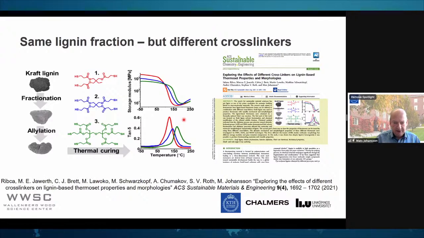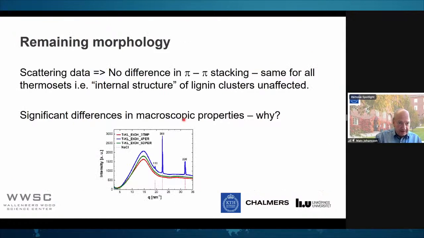So basically we can start with different lignins, we can have different lignin fractions, and we combine it with different crosslinkers. All these interact together to give a final performance. Looking at scattering data, SAXS and WAXS for these, we did not see any differences between the systems of this distance that we correlated to pi stacking, meaning that this sort of internal structure is unaffected in the different samples here. So we do have the significant difference in macroscopic properties, and that must be due then to the connectivity to the lignin.